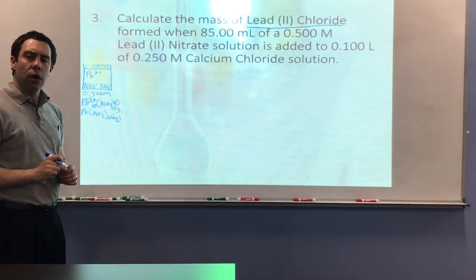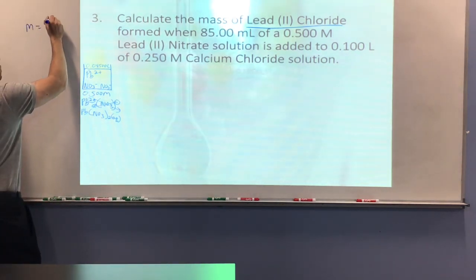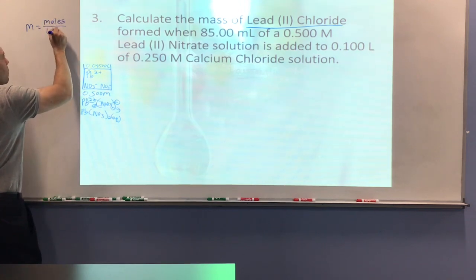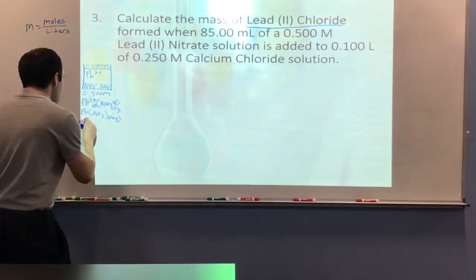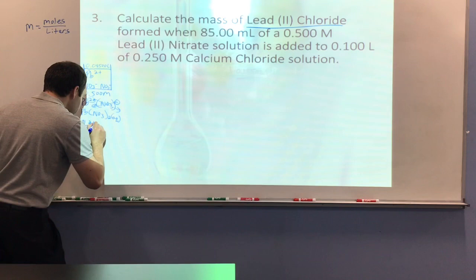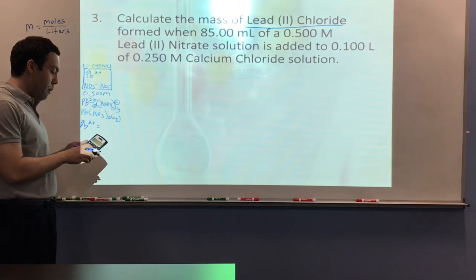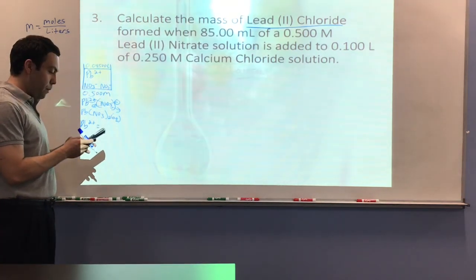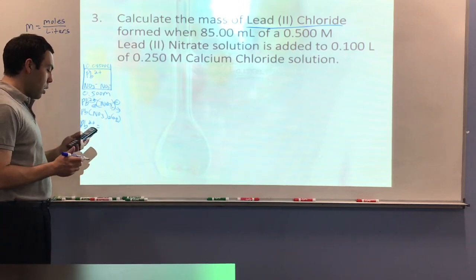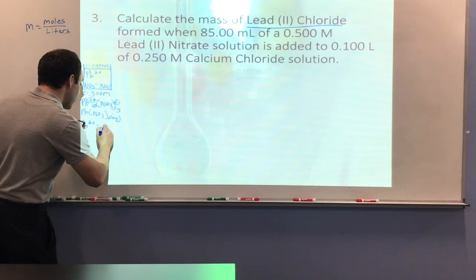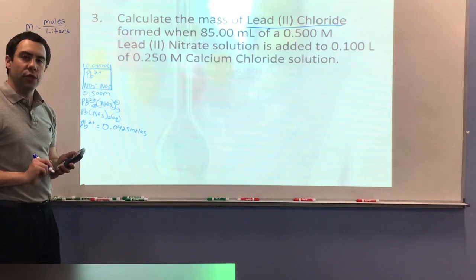Let's perform our mole calculation. We know that molarity equals moles over liters, and we want to find the number of moles of lead and nitrate. So we'll start with lead 2+, Pb2+. We know the molarity, we know the liters, so we're going to multiply those two together to find the number of moles. So 0.0850 liters times 0.500 molar gives us 0.0425 moles of Pb2+.